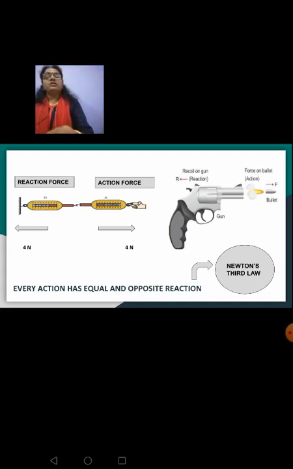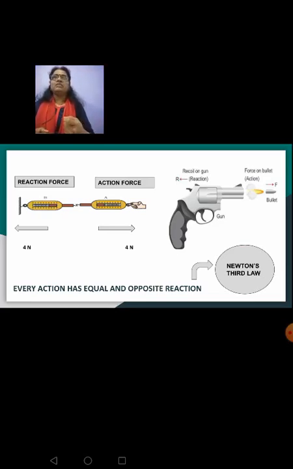Now, the recoiling of a gun, why does it happen when you fire a bullet out of it, is the best example to prove your Newton's third law of motion. And how Newton's second law also plays its role in this, we'll see now. So when you fire a bullet out from the gun, the bullet is moving forward. Okay, this is the action force. Now, this bullet which is moving at a fast rate will exert a force in the opposite direction on the gun also, because of which the gun is recoiling back.